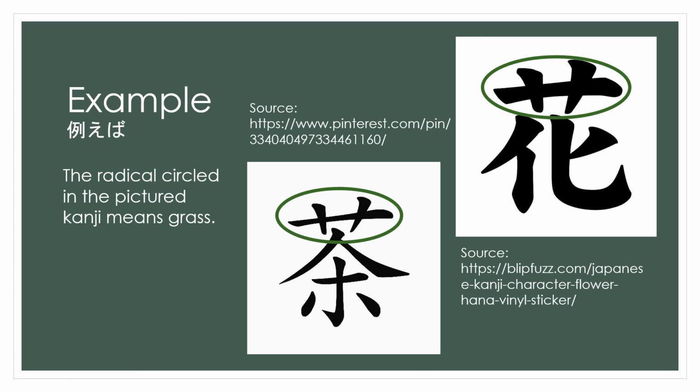The kanji on the left of the slide is pronounced ocha, which means tea, and the kanji on the right is pronounced hana and means flowers. The radical circled in both of these pictures means grass. Can you see how tea and flowers are related to plants and grass?